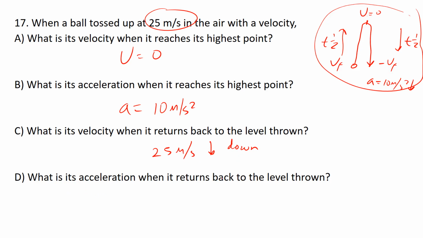What's the acceleration when it returns back to the level thrown? Once again, a equals 10 meters per second squared. This is not telling you that the ball hit the ground and stopped. When it gets back to where it was thrown, it's still in the air. Its acceleration, once again, is always that 10 meters per second squared.